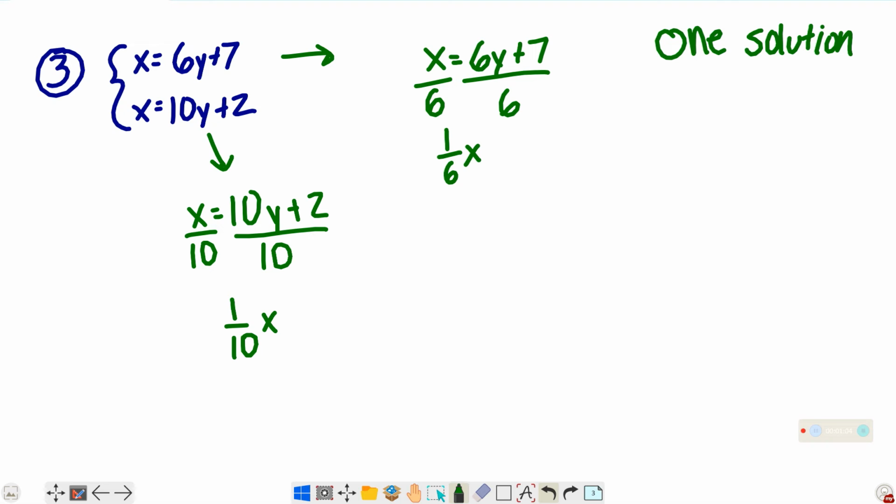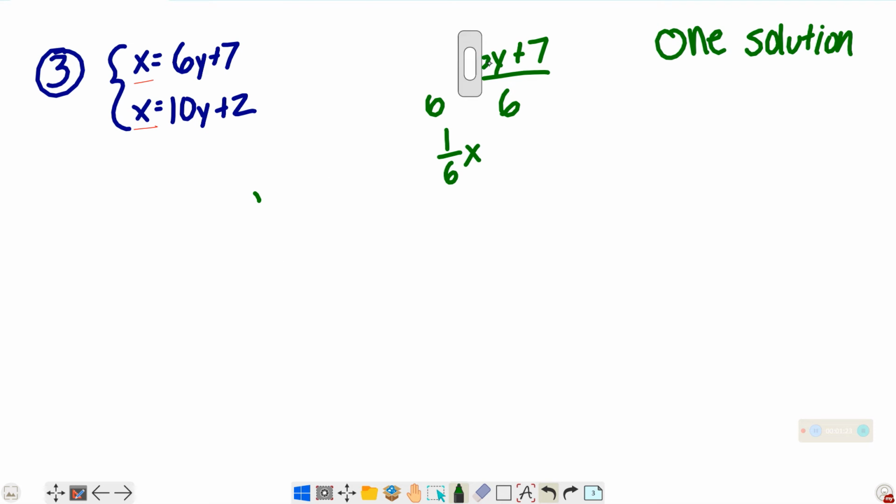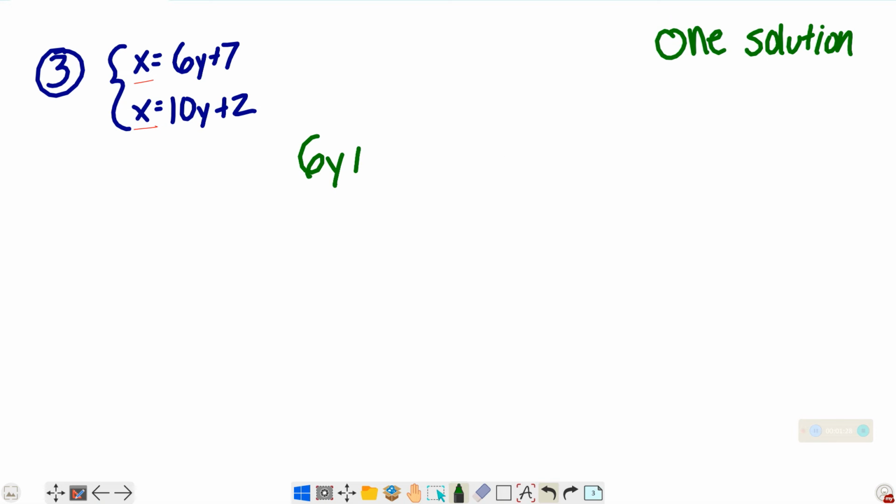In the last problem, we plugged the y value in as a way to substitute, but here, both of these are already solved for x, which means I can set them equal to one another. So I have x is equal to 6y plus 7, but that's also x is equal to 10y plus 2. So they must be equal to one another in order to figure out where they intersect.